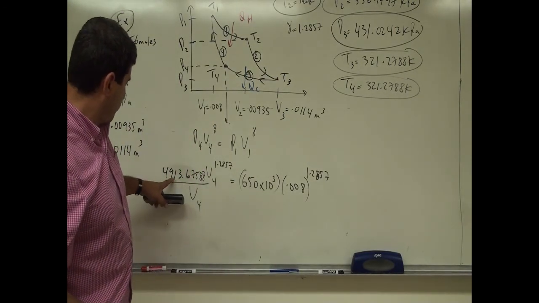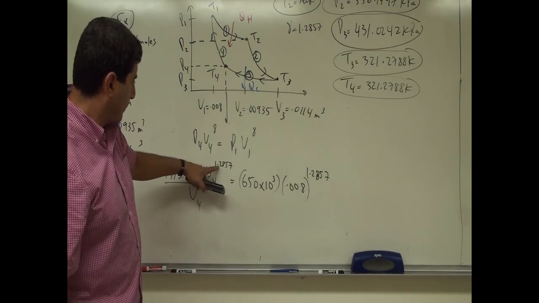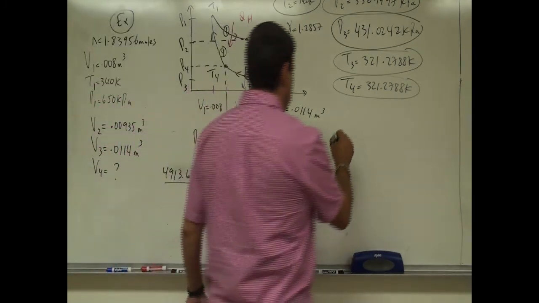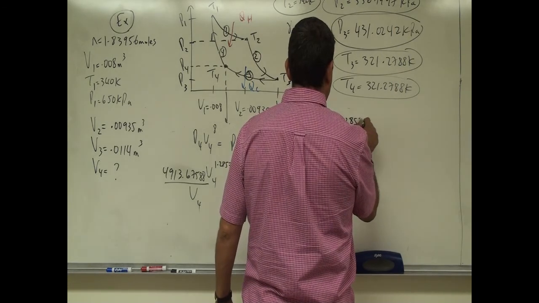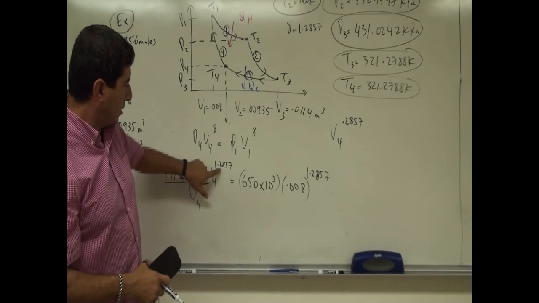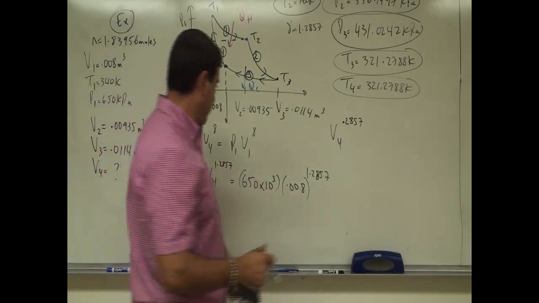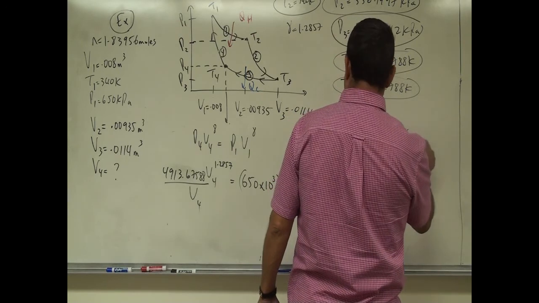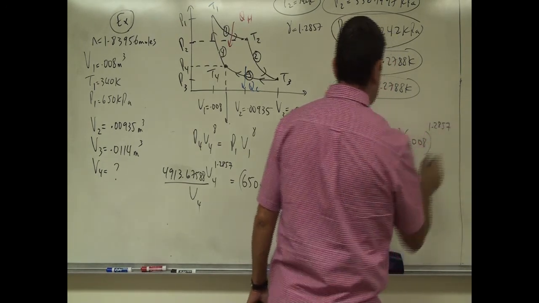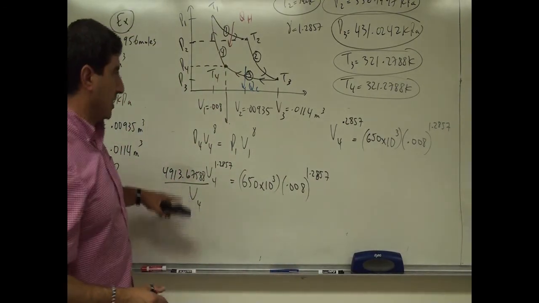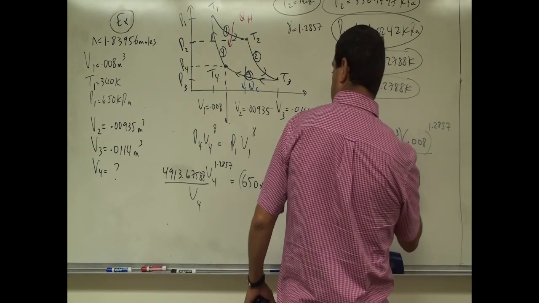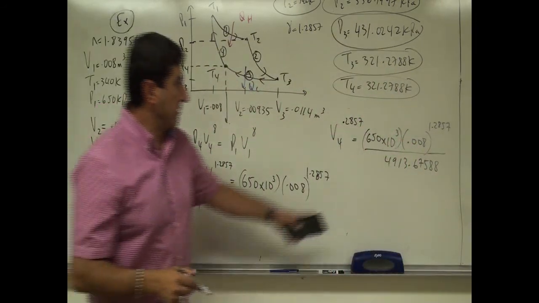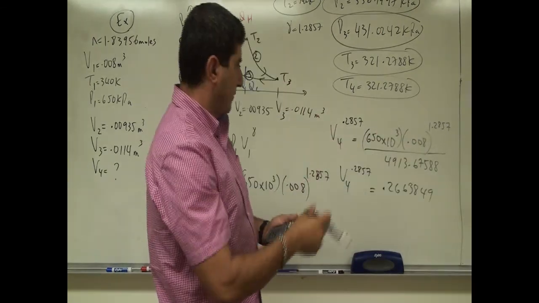Well, you can bring the 4913 down there, and then V4 to the power 1.2857 over V4 is going to be V4 to the power 0.2857, right? Because you subtract 1 from here and only the decimal portion is left, right? Then you're going to multiply this, 650 times 10 to the third times 0.008 to the power 1.2857, right? Then you're going to divide that by the 4913.67588, right? So then I'm going to compute all of this and so forth, okay? So it's a decimal number.